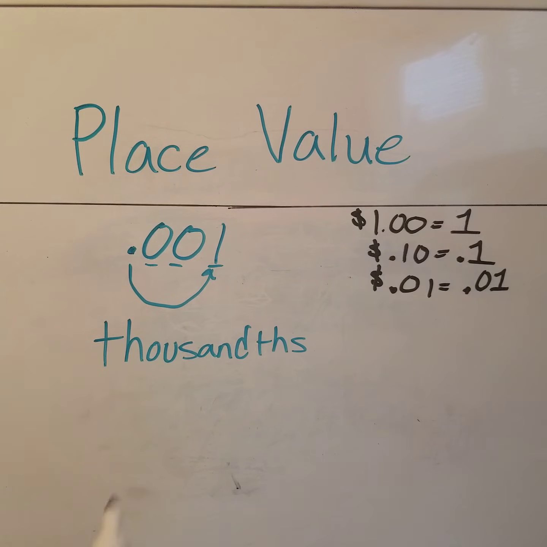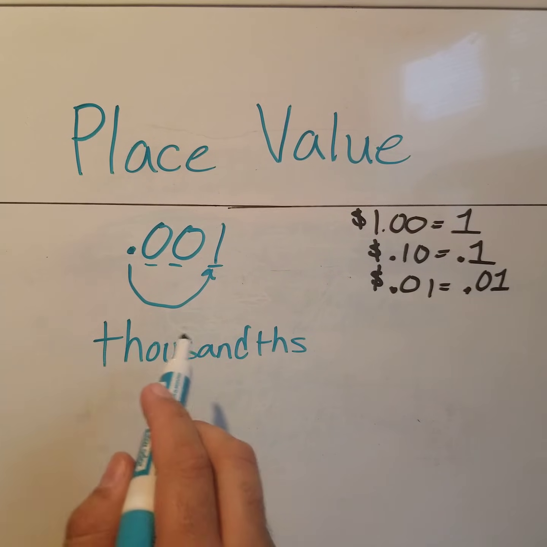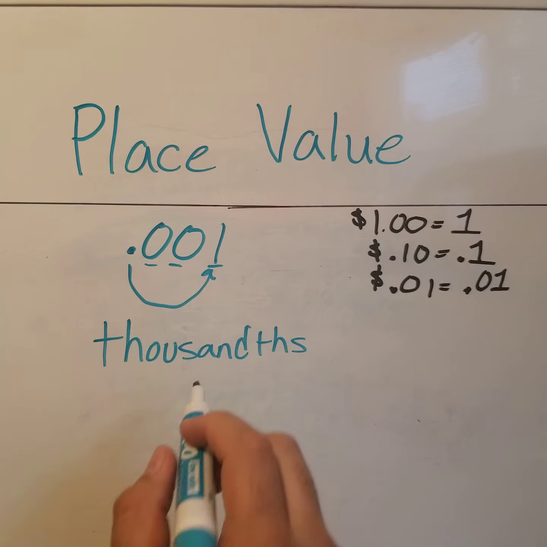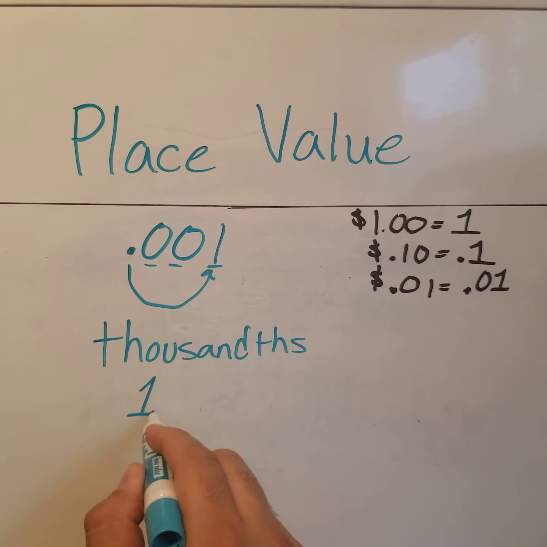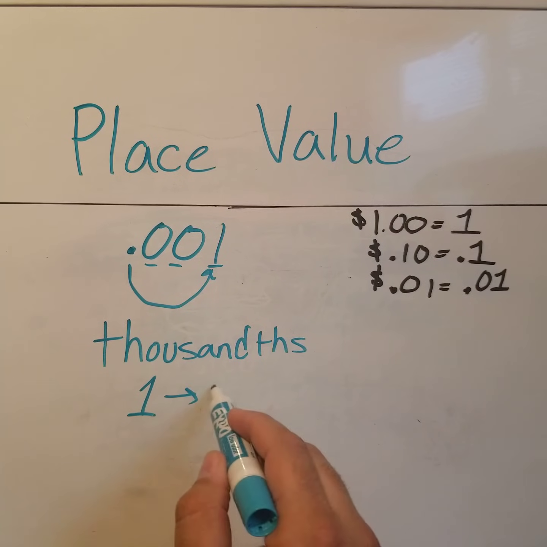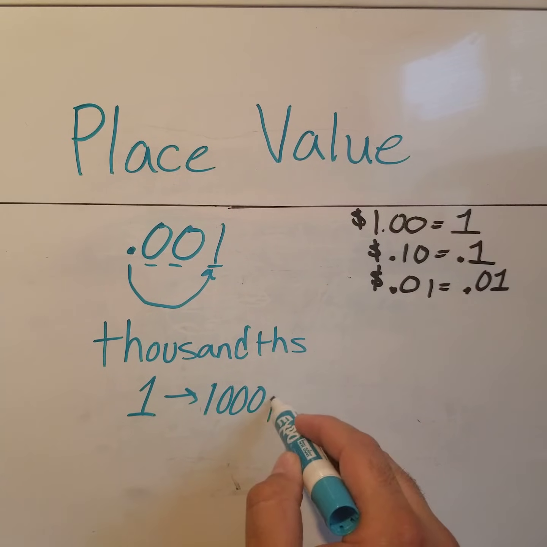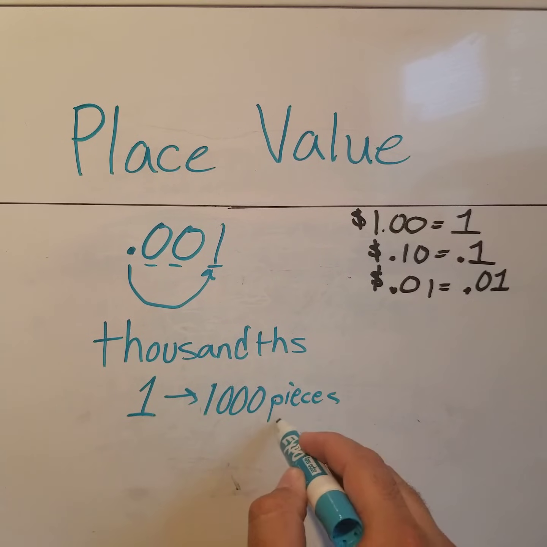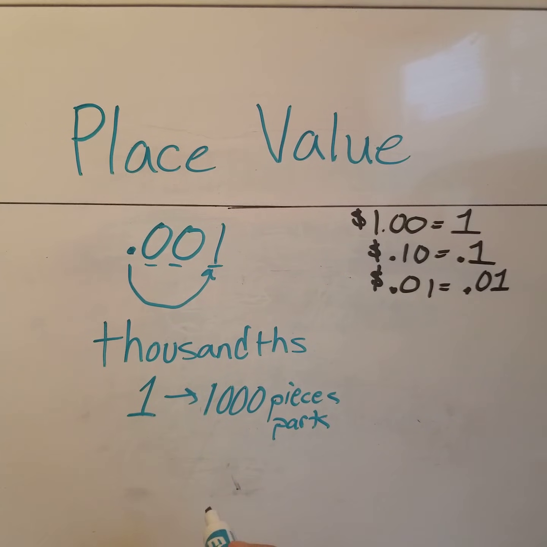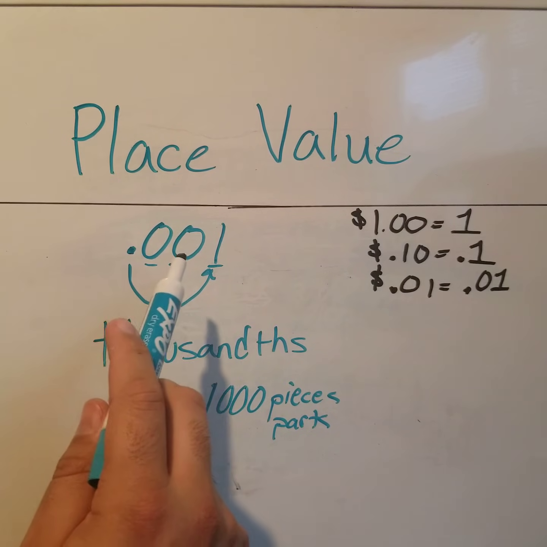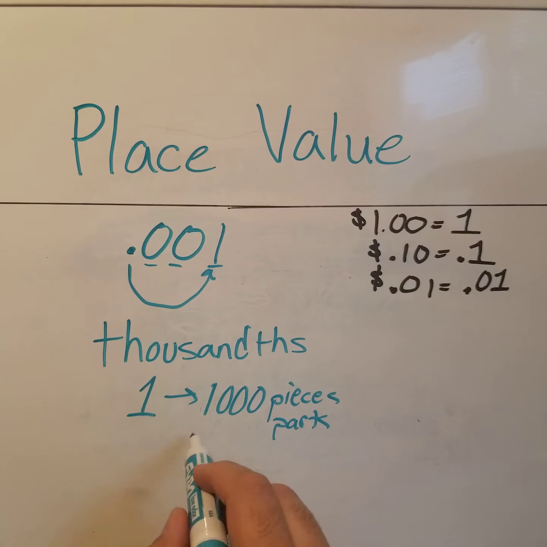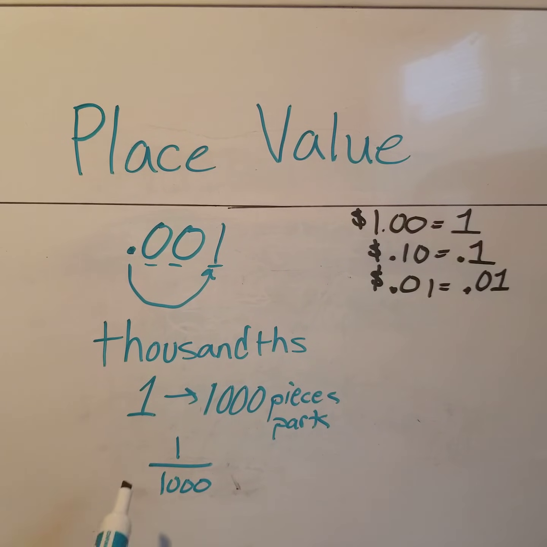So with this, if we ever see something in the third digit place over from the decimal, what this is telling us is that we're breaking a whole number 1 into 1,000 pieces, or 1,000 parts. So if we just see a 0.001, this is telling us that we have 1 over 1,000, or we have 1 part of 1,000. So this is breaking it down really small.